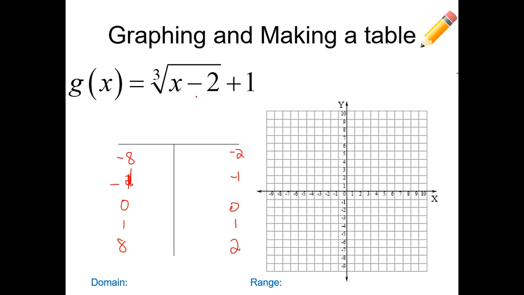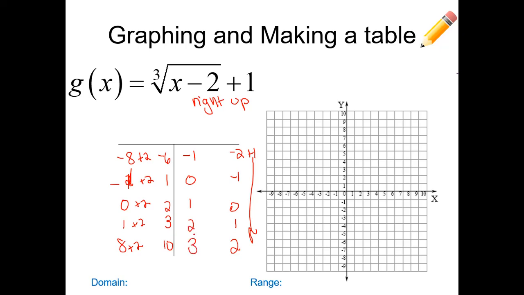So let's do some moving here. I got some right action happening, and I'm going to go up as well. So first I got to go right 2. Then I got to go up 1 as well. So this is going to be -6, 1, 2, 3, and 10. This is going to be -1, 0, 1, 2, and 3.